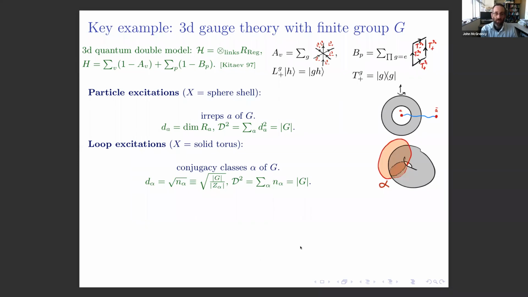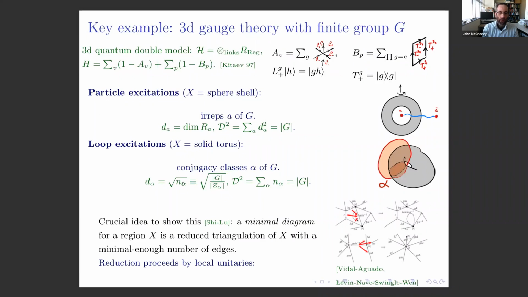In 3 dimensions, those 2 things are split into 2 groups of excitations. There are particle excitations, which are labeled by irreducible representations of the group, and loop excitations, which are labeled by conjugacy classes of the group. And the quantum dimensions are exactly what you think they should be, so that the total quantum dimension is equal to the order of the group. And the dimension of alpha here is just the number of elements in the conjugacy class alpha.